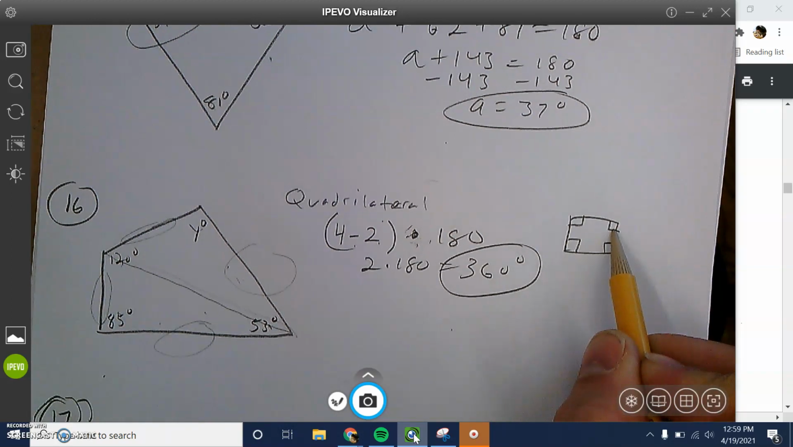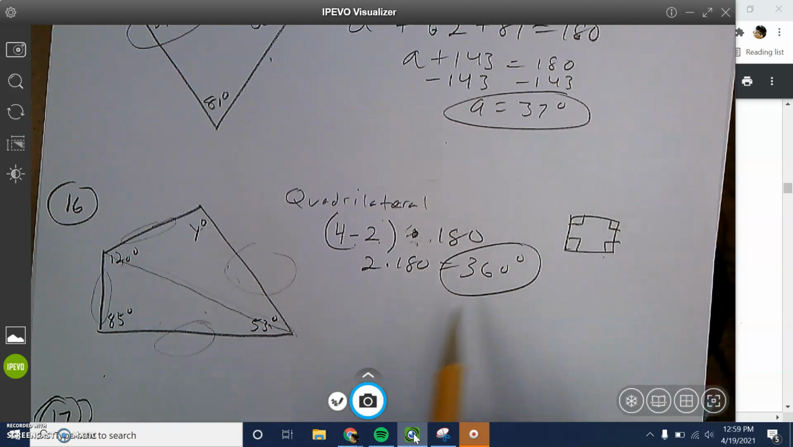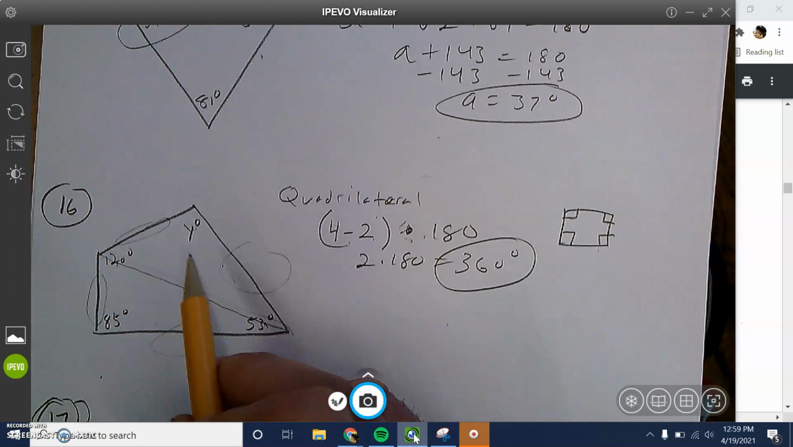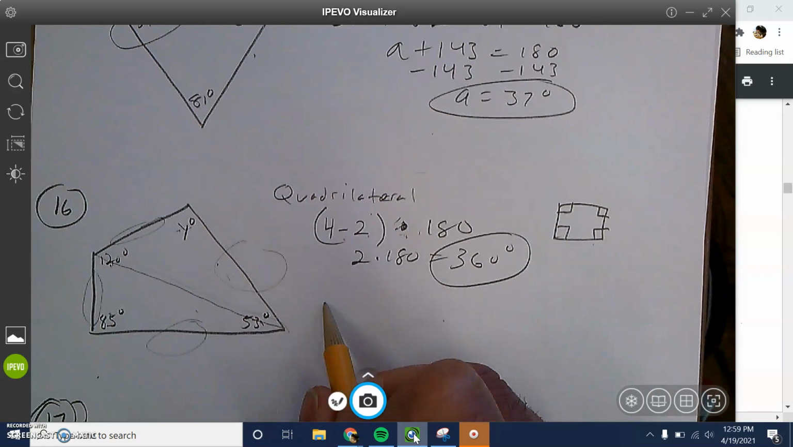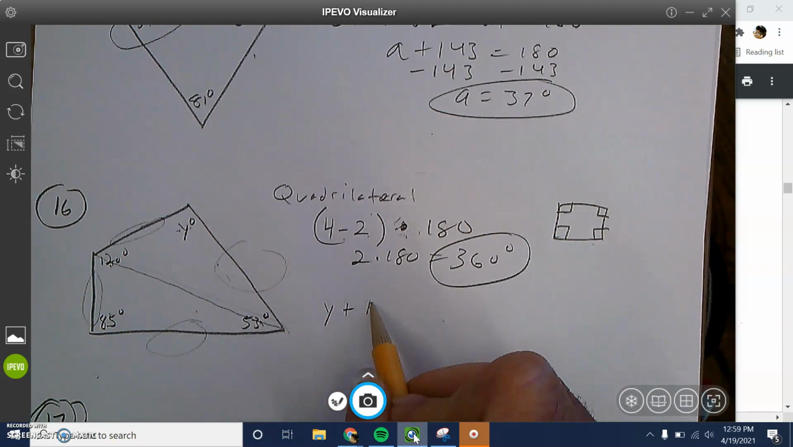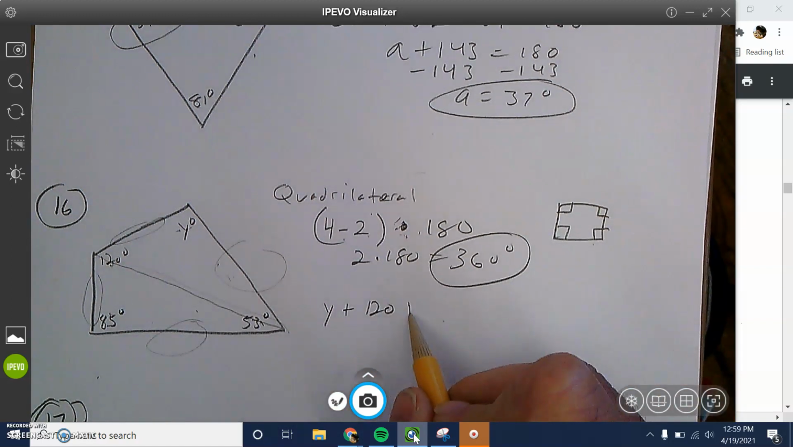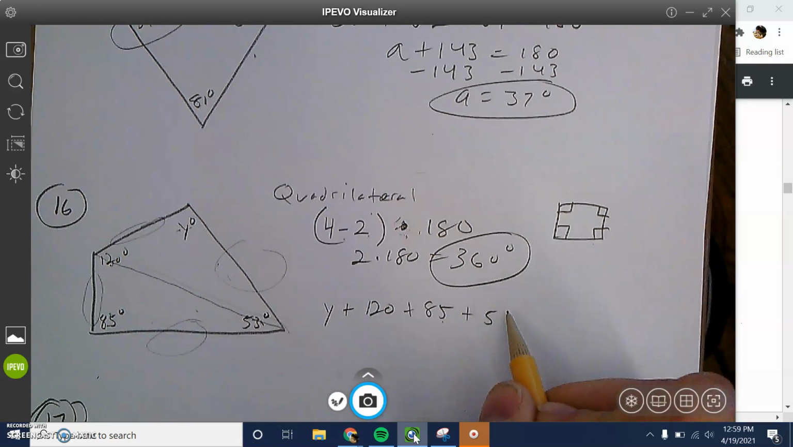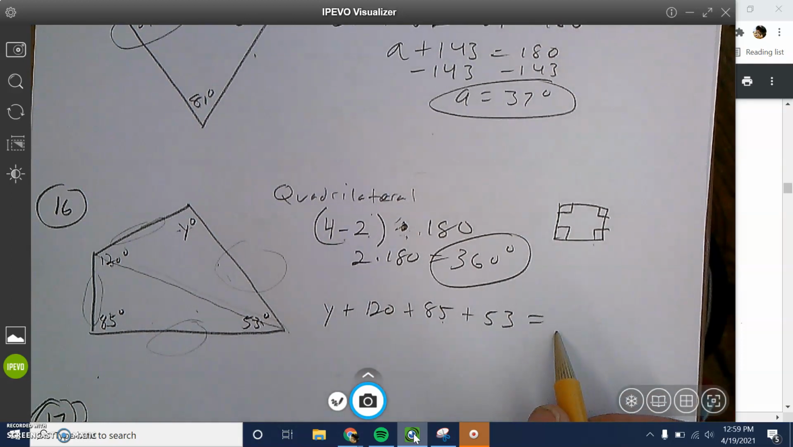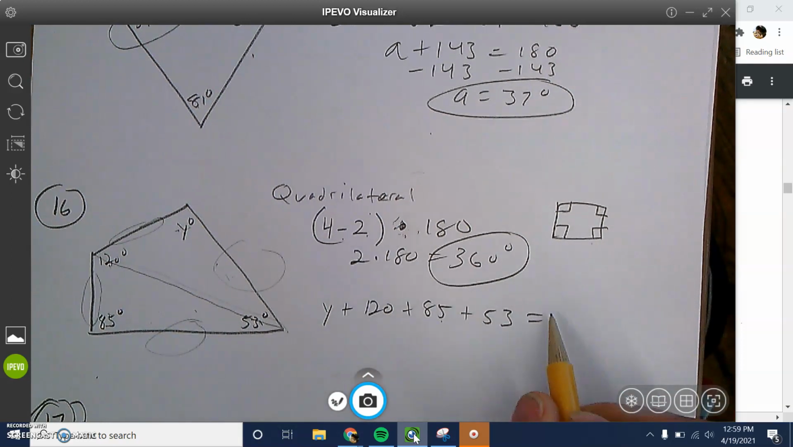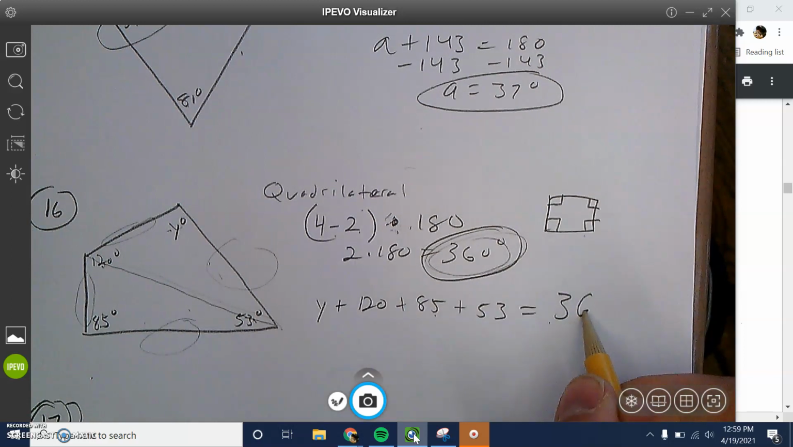So that's 90 degrees, 180, 270, 360. Same thing with this. So this plus this plus this, all 4 angles. So y plus 120, order doesn't matter because you're adding 2 plus 1 is the same as 1 plus 2, plus 85 plus 53 equals, all 4 angles equal not 180, but 360.